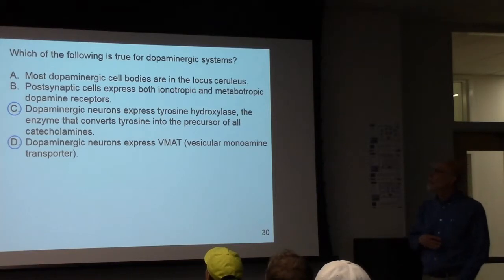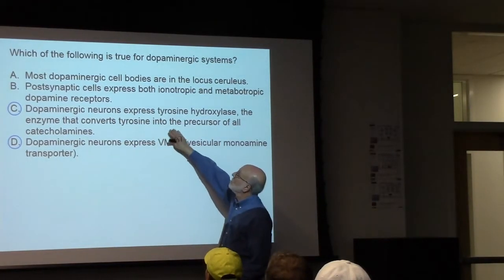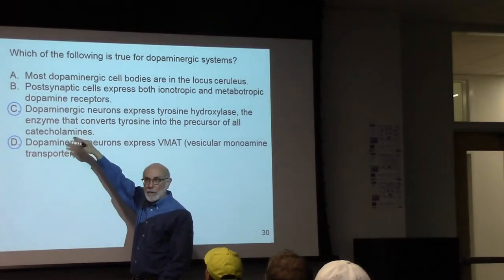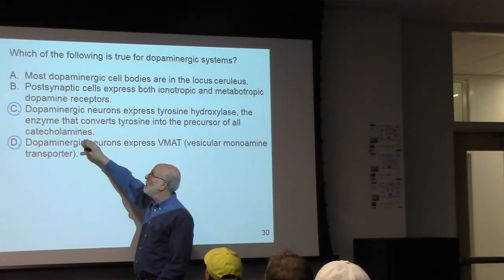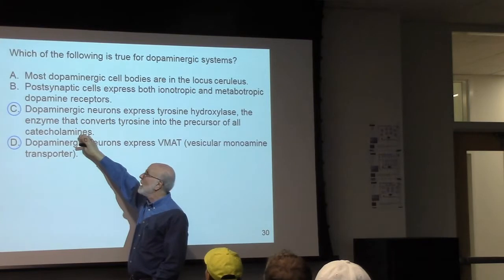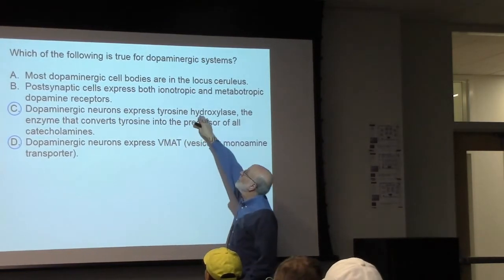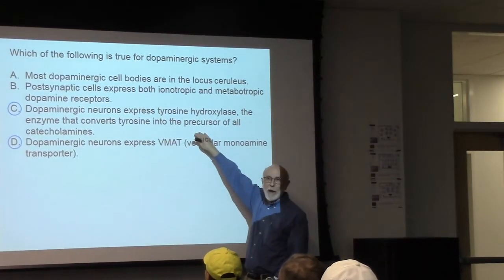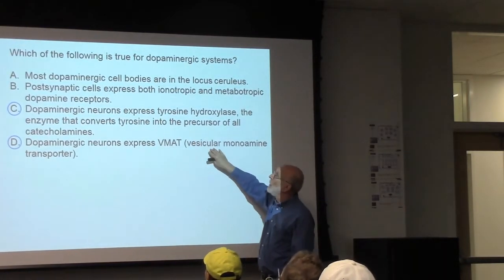Why is C correct? Tyrosine hydroxylase. It's asking you to know that tyrosine is a precursor of all the catecholamines. So I'm using the language of catecholamines: dopamine, norepinephrine, epinephrine. Catecholamines come from tyrosine, and there's an enzyme. I didn't ask you to memorize the name of the enzyme, but you could have figured out that this is likely to be true based on what you do know.